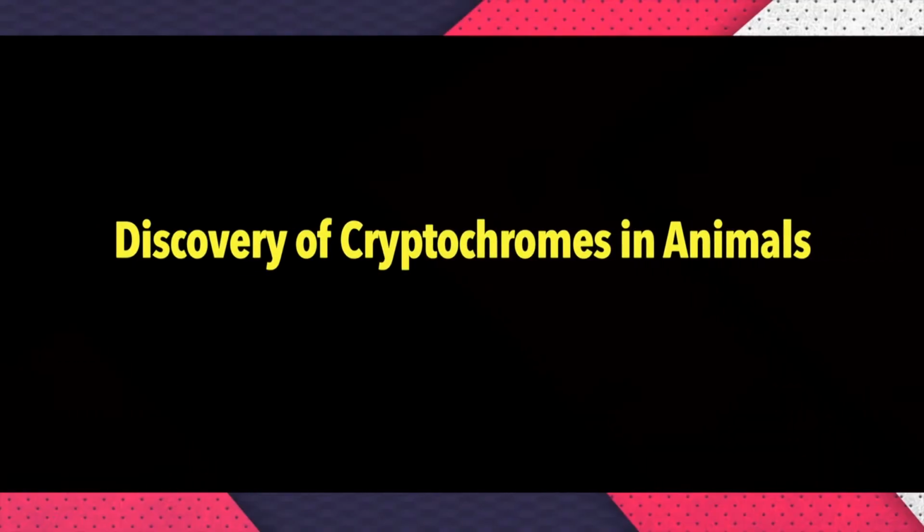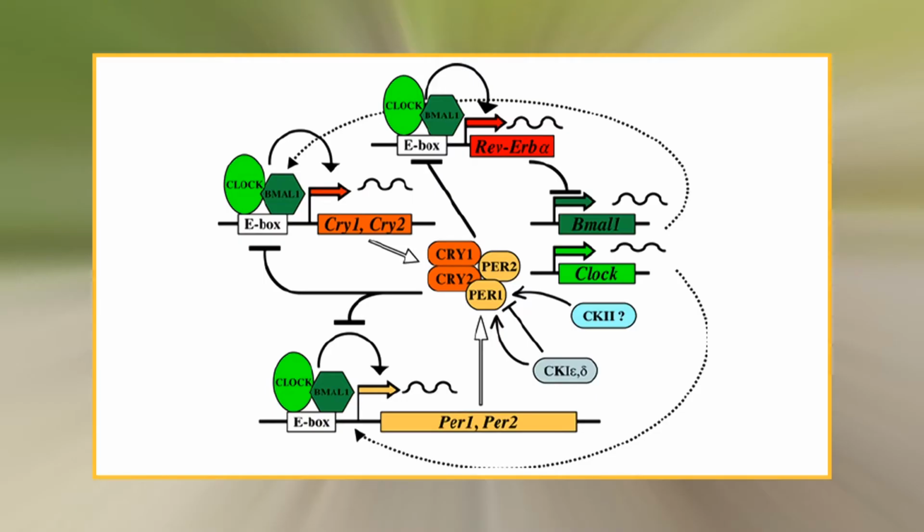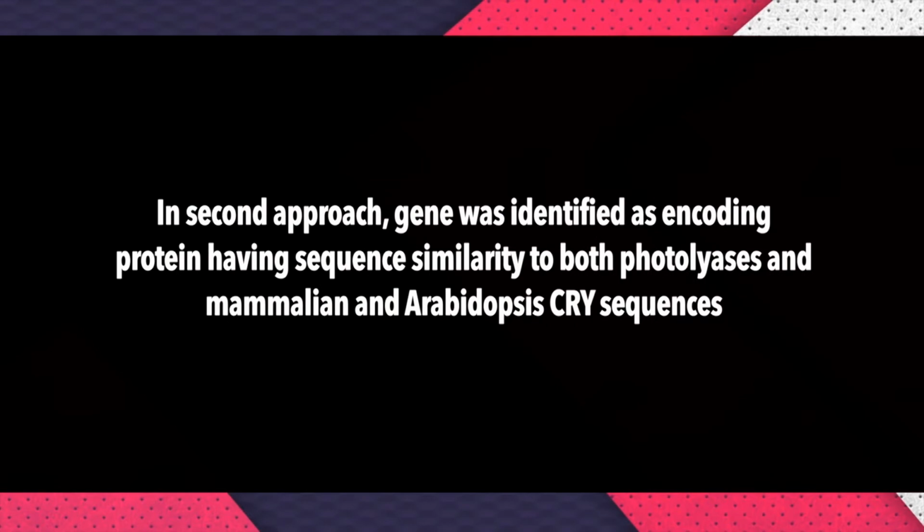Now, the discovery of cryptochromes in animals. In the first approach, a mutant was identified in a screen involving transgenic flies. These transgenic flies were altered to express a luciferase reporter gene, which was linked to the promoter of the period gene. The period gene performs an integral role in the central oscillator of the Drosophila circadian clock. This cry mutant exhibited arrhythmic luciferase expression. In the second approach, a gene was identified as encoding a protein having sequence similarity to both photolyase and the mammalian and Arabidopsis cry sequences. This led to the idea that this gene encodes a Drosophila blue light photoreceptor.